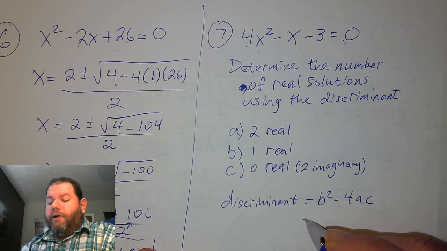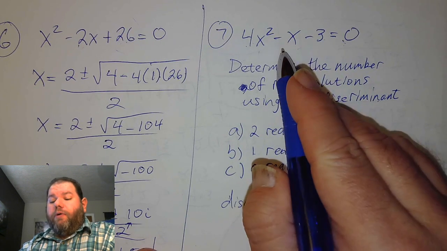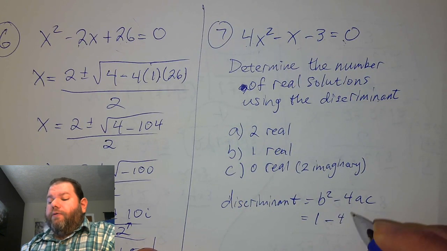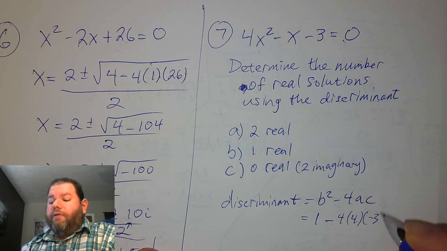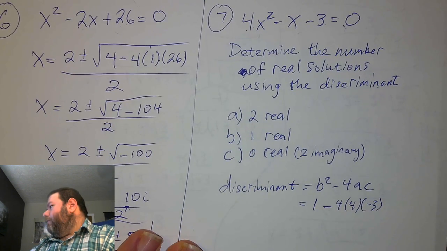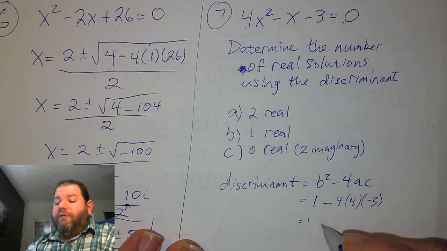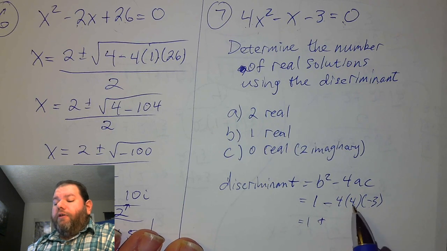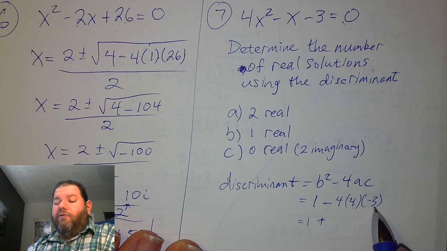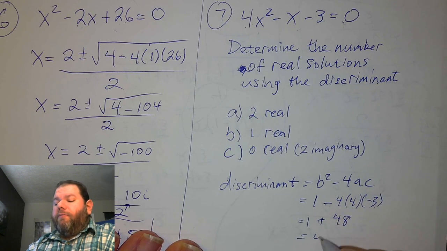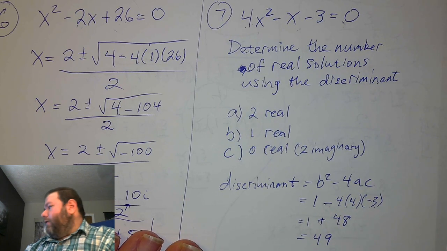B squared would be a negative 1 squared, which is 1, minus 4, A is 4, and C is negative 3. So we have minus and then another minus, so we know that's going to be a plus. 4 times 4 is 16, times 3 is 48. And so our discriminant is a positive 49.